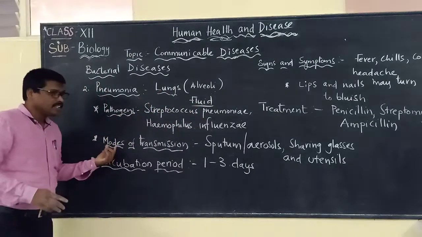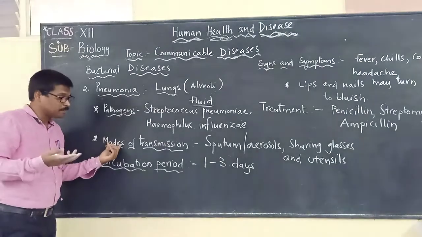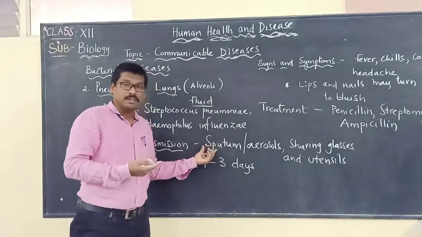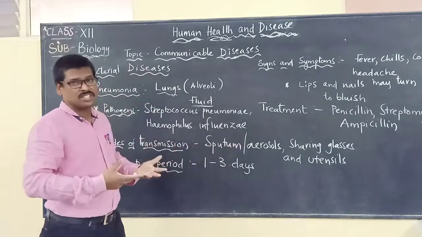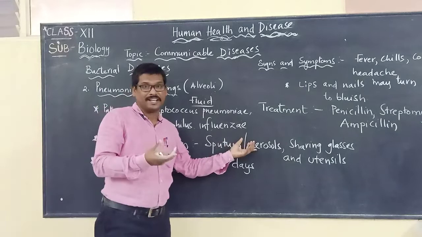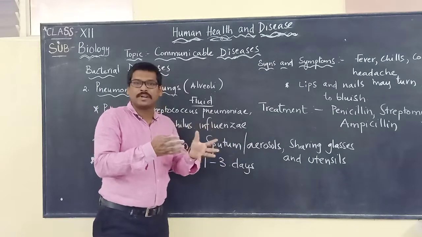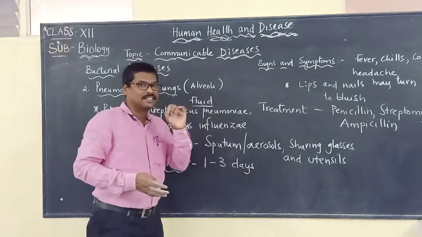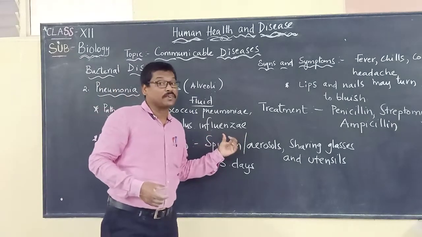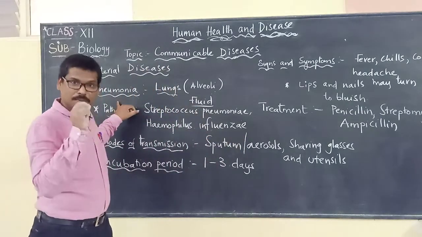Now, what is the mode of transmission? It is the sputum, the spit. So through the sputum or the aerosols, when they are sneezing or coughing, these droplets are present in the air. When a non-infected person inhales that air containing these microbes, the bacteria, they will suffer with this particular disease called pneumonia.